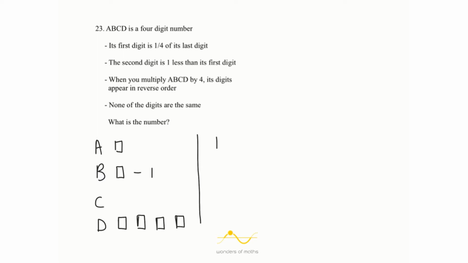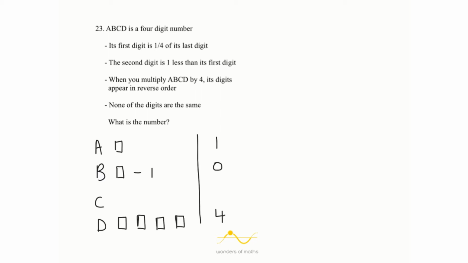Well, A would be 1, B would be 0, let's leave a blank space for C, and D would be 4. This is where prompt 4, ABCD multiplied by 4 gives DCBA, comes in. Let's see what would happen should we multiply our number by 4. 4 multiplied by 4 is equal to 16, so our last digit would need to be the same as A, which equals 6. This means that this option wouldn't work either.